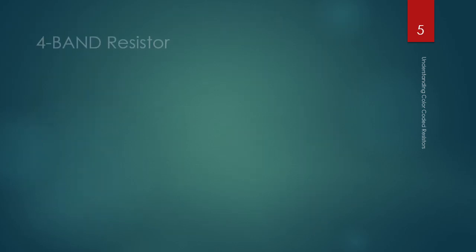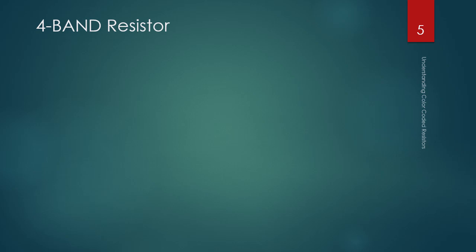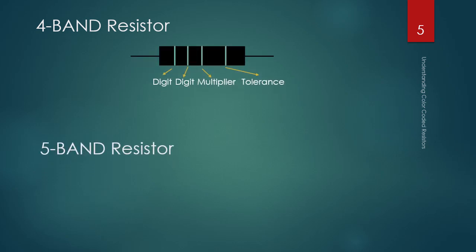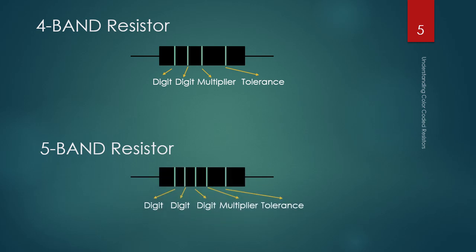Now we will see how a 4-band resistor and a 5-band resistor come into the picture. For a 4-band resistor, there are 4 particular bands. The band which has a greater distance between the two bands, the last band, is considered the tolerance band. It is kept on the right hand side and the digit counting starts from the left hand side.